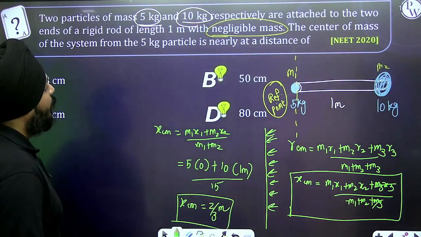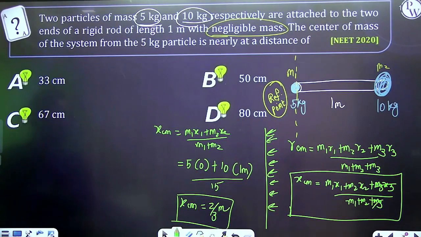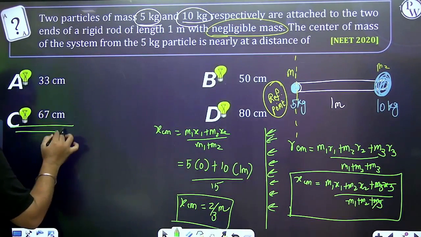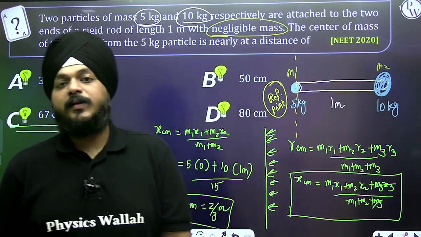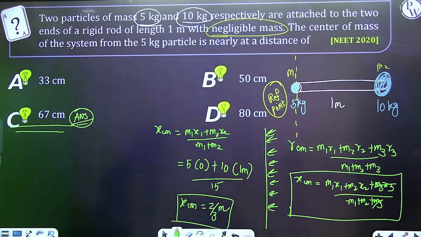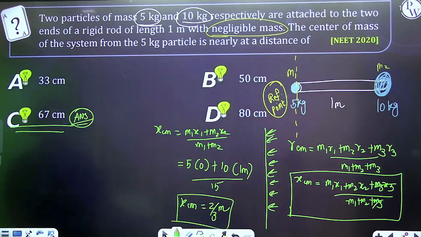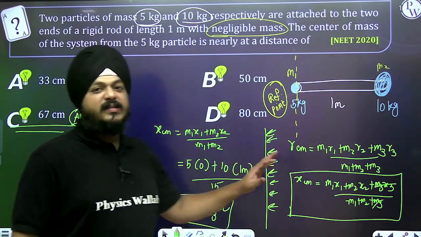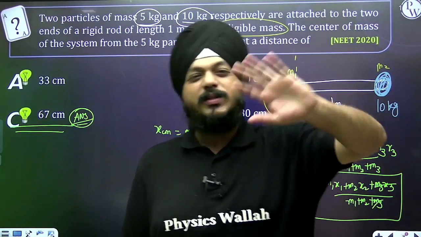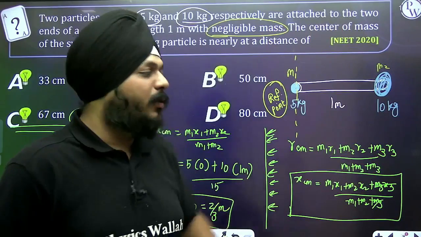So approximately it is going to be 67 centimeter from the 5 kg. The 67 centimeter is the perfect answer for this specific question. Yes or no? Okay, so I'm moving aside. If you want to just note this down, you can. On the countdown of 5, 4, 3, 2, 1. This is a very simple sum. Immediately we're going to see 4 to 5 sums based on it, and directly we're going to jump to the next part.